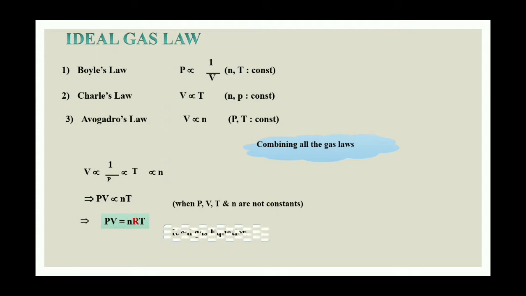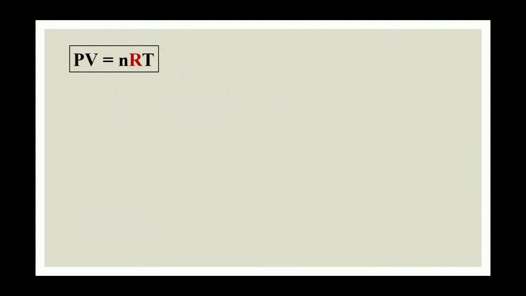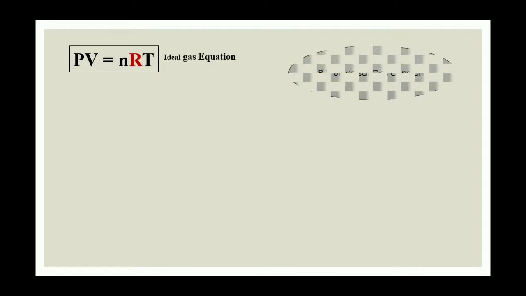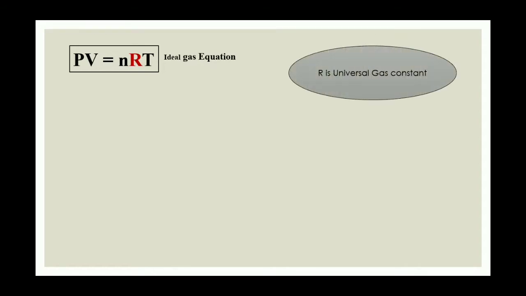So this is our ideal gas equation. By combining all these three laws, we get the ideal gas equation PV = nRT. Very important equation. PV = nRT is the ideal gas equation. P stands for pressure, V for volume, n is the number of moles, T is temperature. Then what is R? R is the universal gas constant.